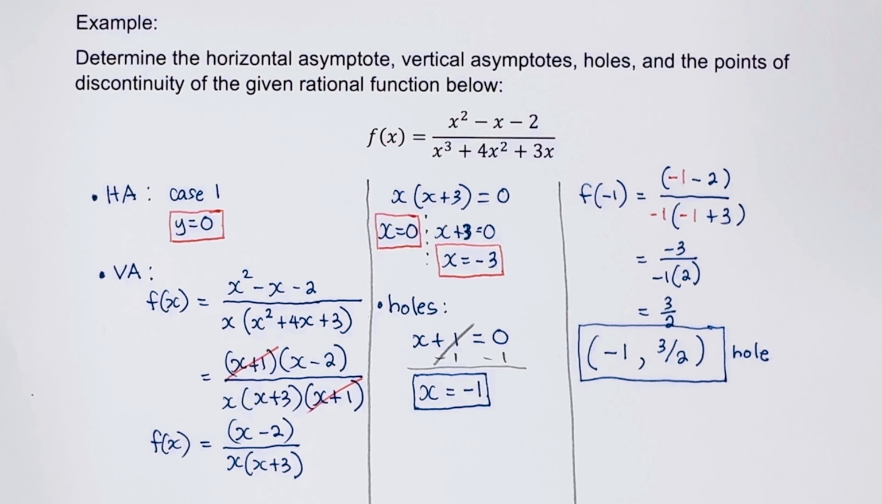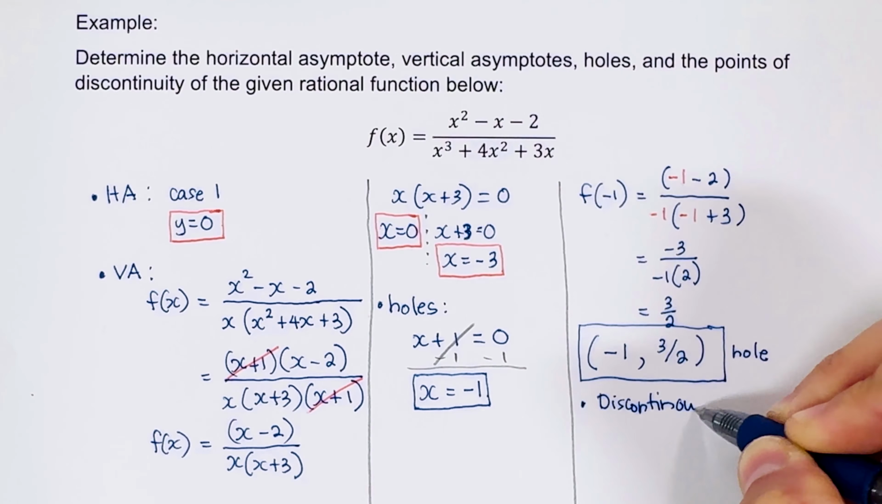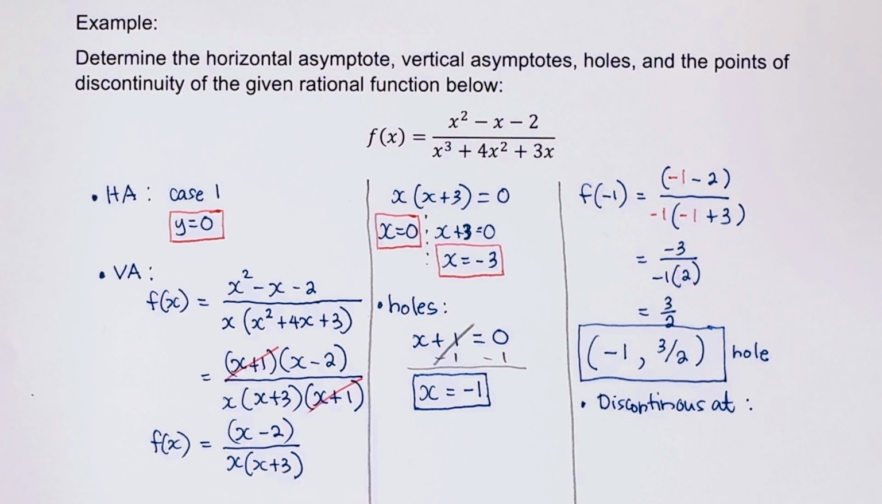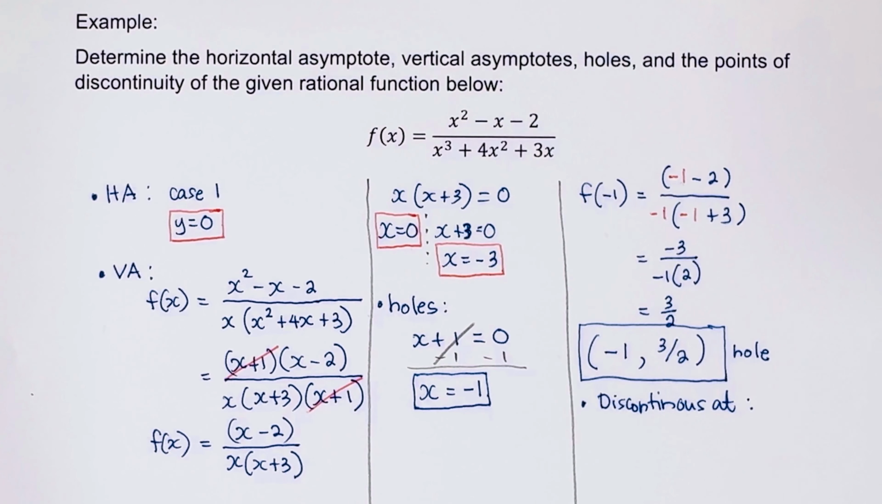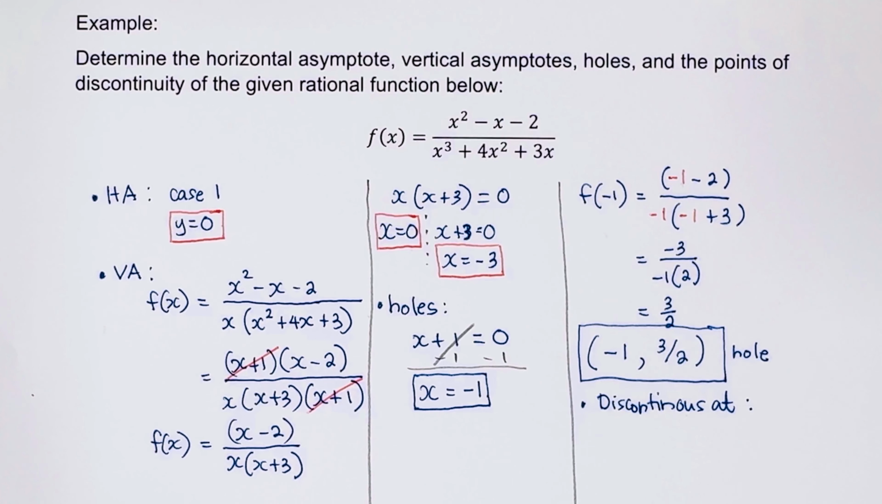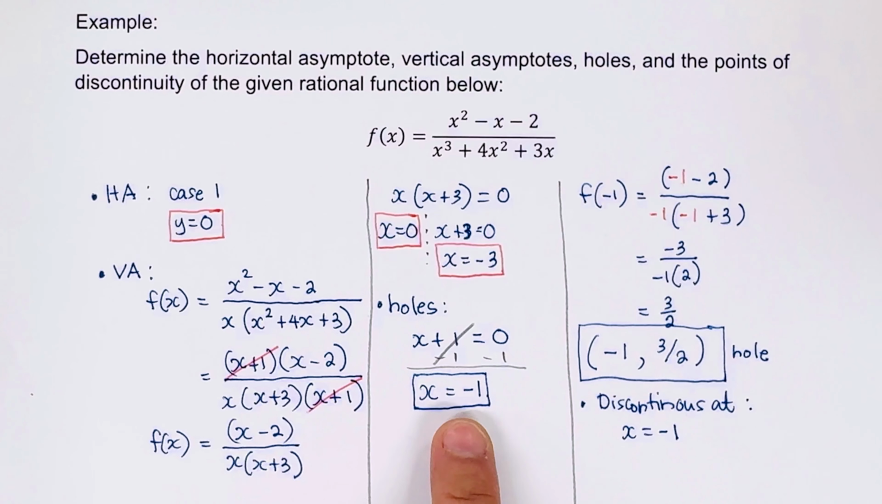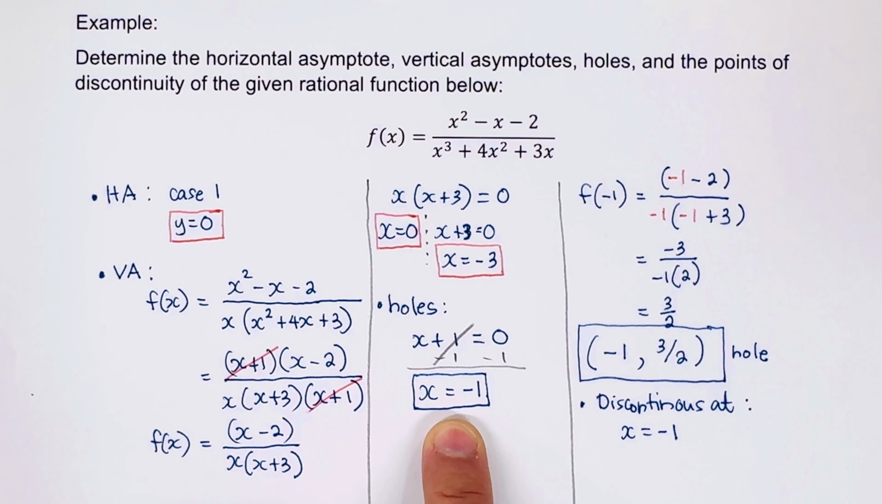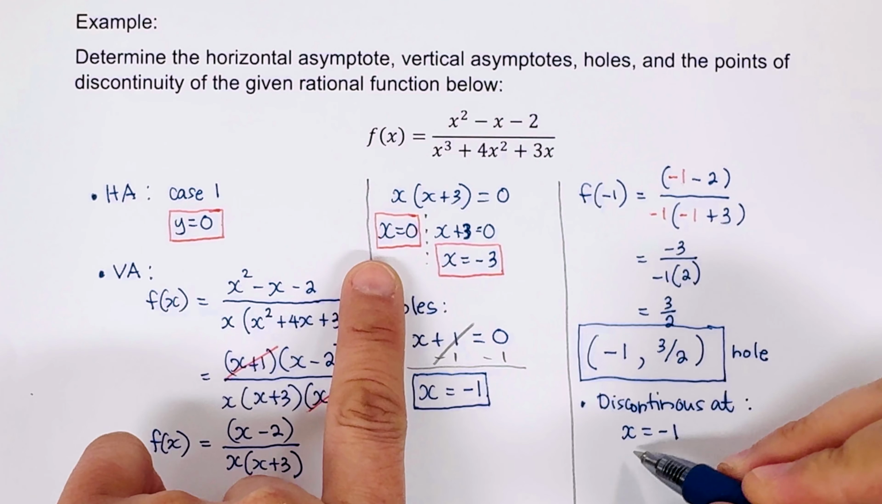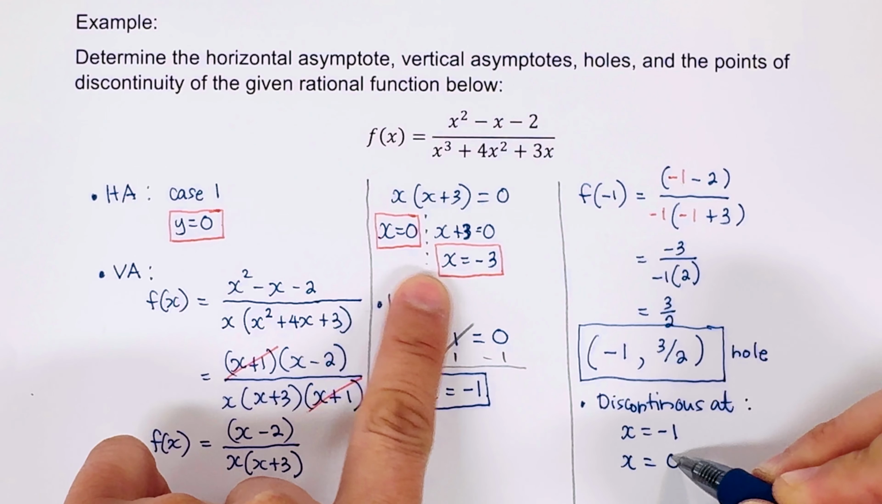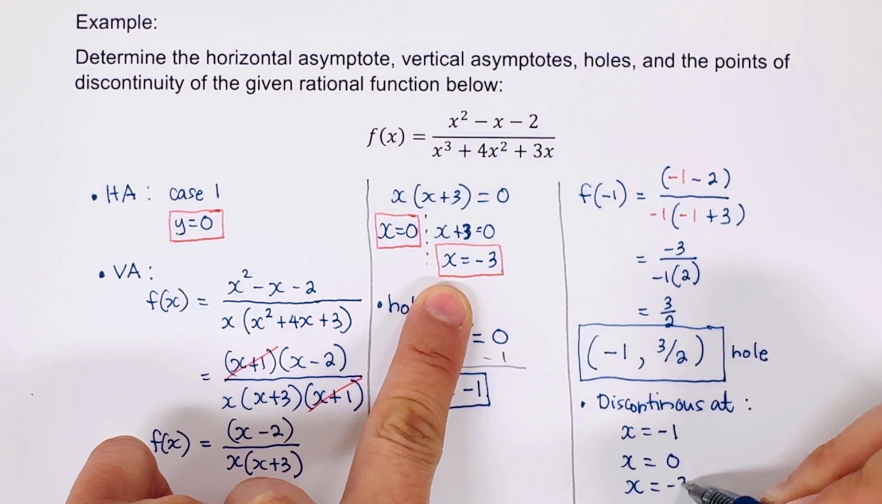So let's find where this function is discontinuous. Every function is discontinuous at its hole. So that is x is equal to negative 1. That's the first point where this graph is discontinuous. And another thing, we always remember that it is also discontinuous at its vertical asymptotes. In this case, we have x is equal to 0 and x is equal to negative 3.